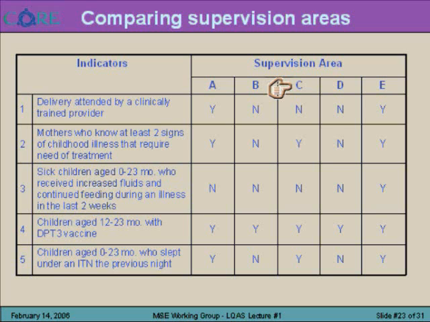We can also tell which indicators need improvement across most of the catchment area. Those will definitely be indicator number 3. There are 4 supervision areas that are weak for indicator number 3. And indicator number 1, as there are 3 supervision areas that are weak for indicator number 1. This table is also telling us which indicators need improvement in only a few supervision areas. Those are indicator number 2 and indicator number 5.